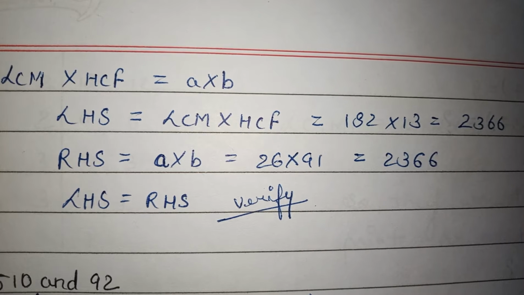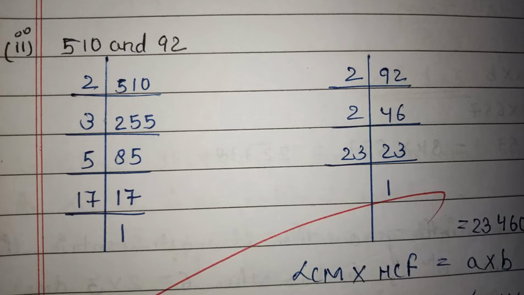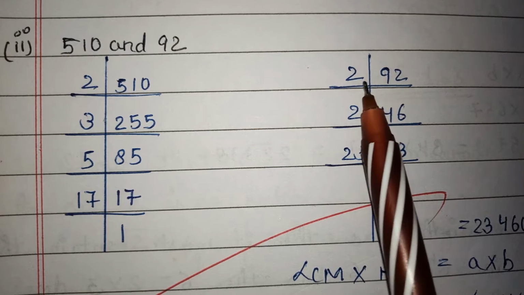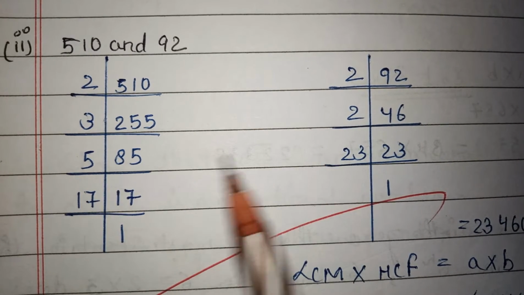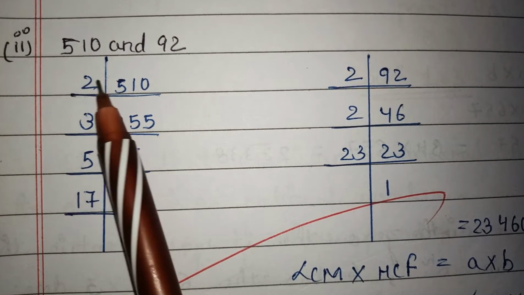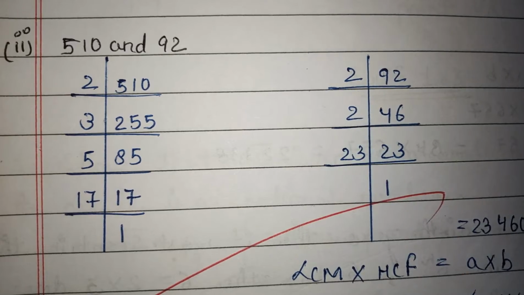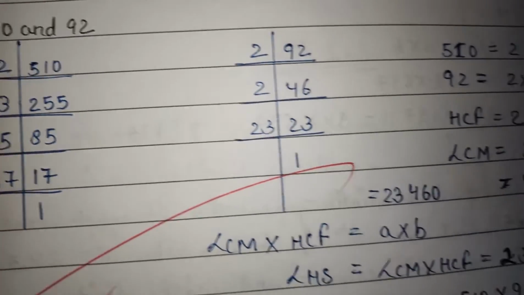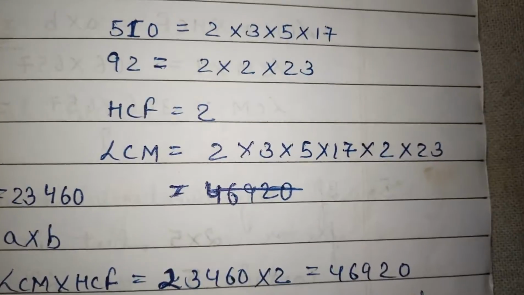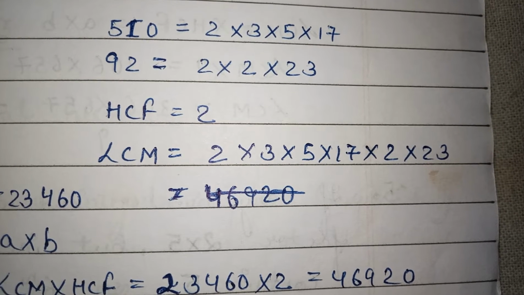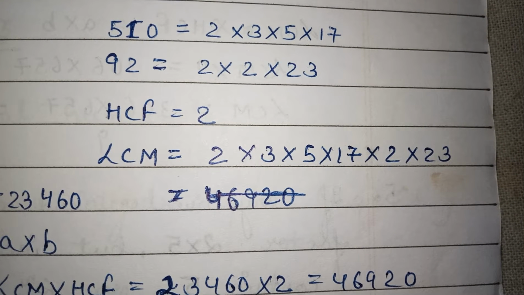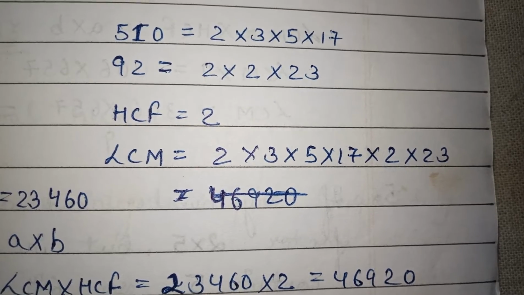Okay. In a similar way, we will solve other parts of this question. Second part, I have 510 and 92 as two numbers. I have to find their factors individually. Now in these two, I have only 2 as common, so SCF will be 2 and LCM is 2 into 3 into 5 into 17 into 2 into 23.